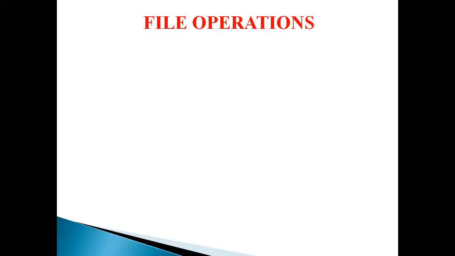File operations. The file system concept is implemented by the operating system. System calls are provided, such as read and write. These operations are done by the system calls. The first one is creating a file. For creating a file, two steps are necessary. The first step is to check whether there is enough space for the file. If the space is there, the second step is to make an entry for the new file in the directory.